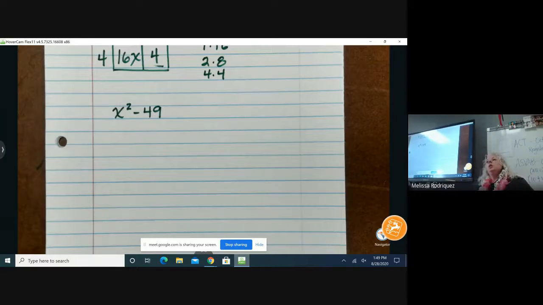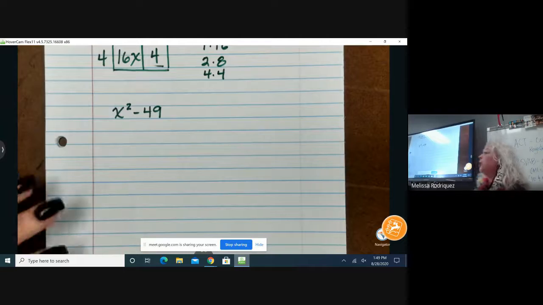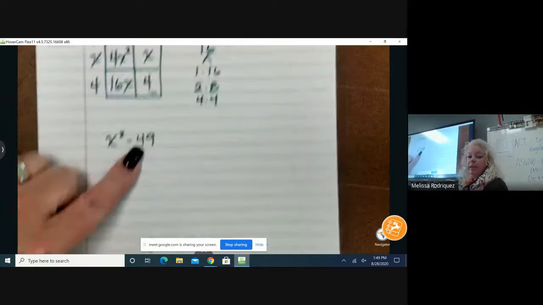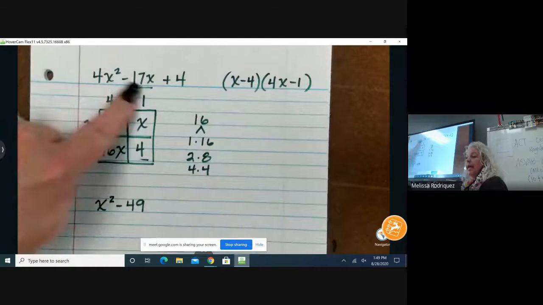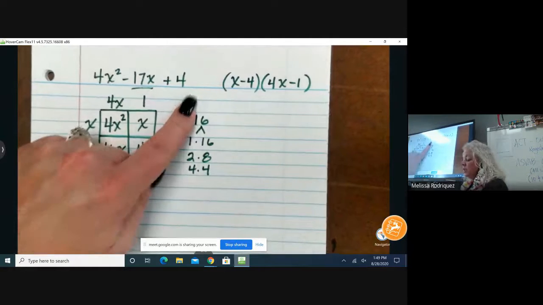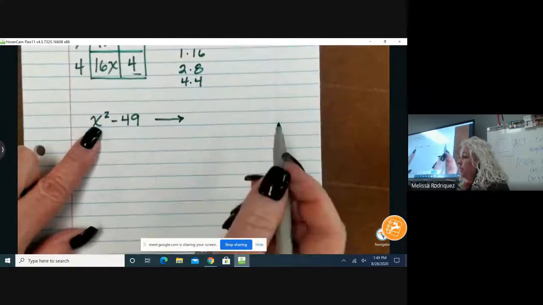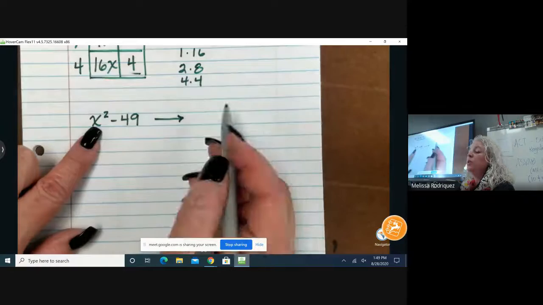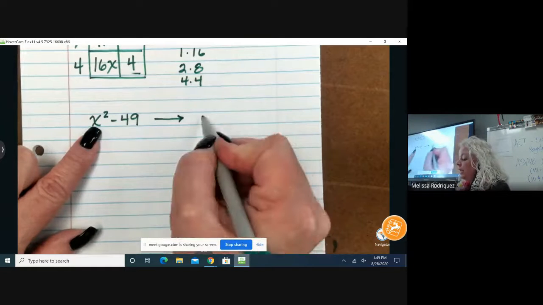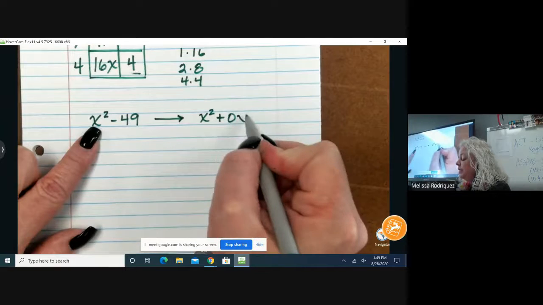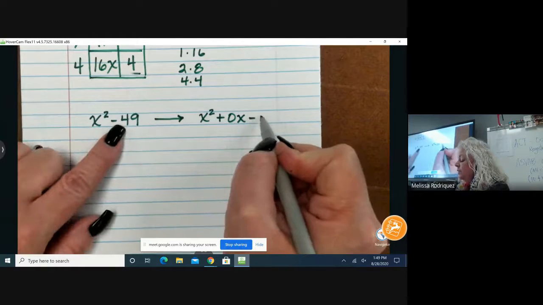Now, does this one look strange? Yes, why? Doesn't have a middle term, right? It goes from an x squared to a constant. Everything else has had an x squared, an x, and then a constant. So this one's a little bit different. So we can think about it this way, okay? Don't try and work ahead of me because you're not going to do what you think. So it is x squared. I'm missing a middle term, so I'm going to hold its spot with a 0x and then minus 49.